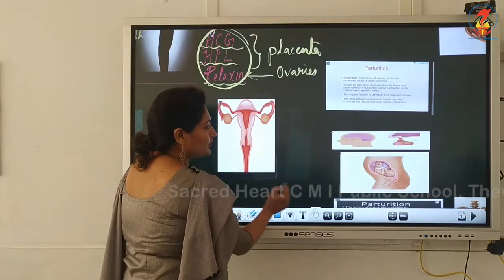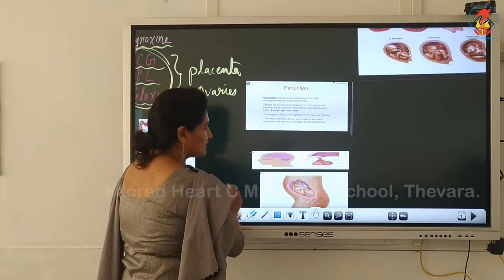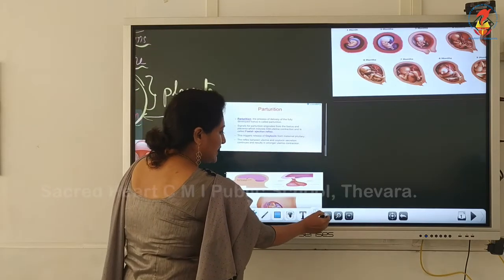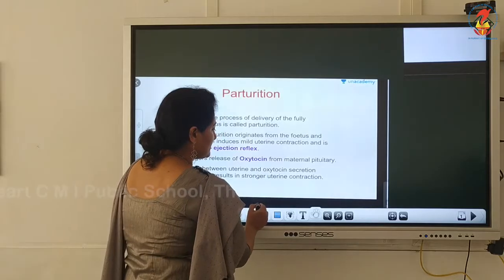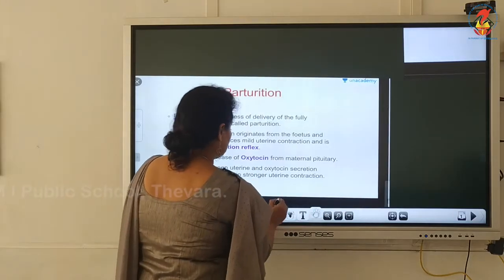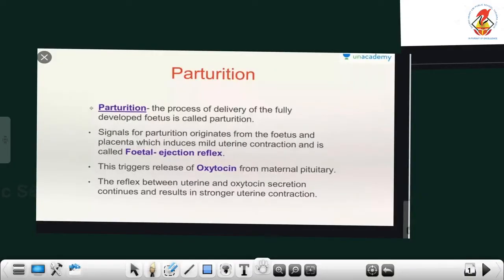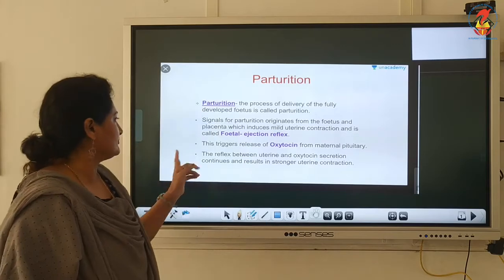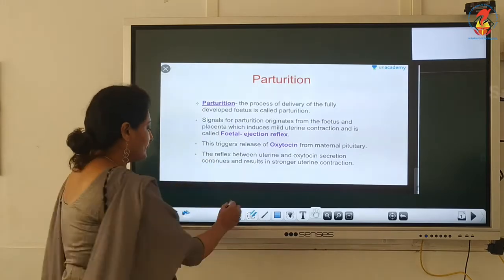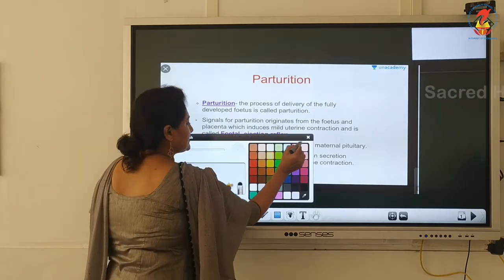Now, as I told you, our gestation period is of 9 months, and by the end of 9th month a very important event takes place. In common terms, we say child labor or delivery. So, that term is parturition. The process of delivery of the fully developed fetus is called parturition. In simple words, childbirth or delivery. And very, very important is what initiates this.